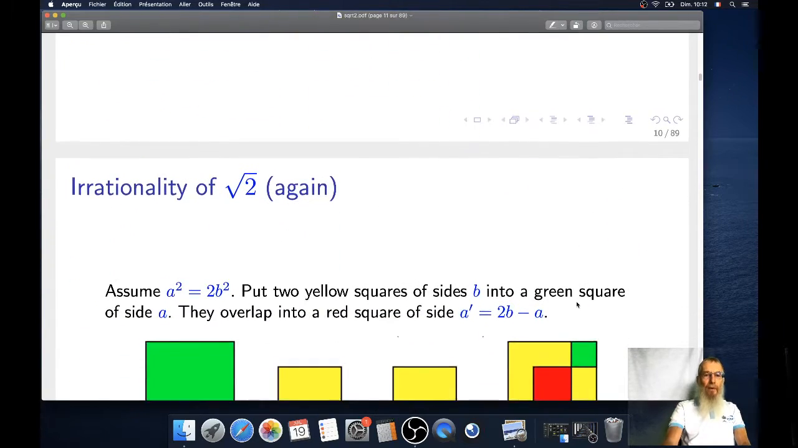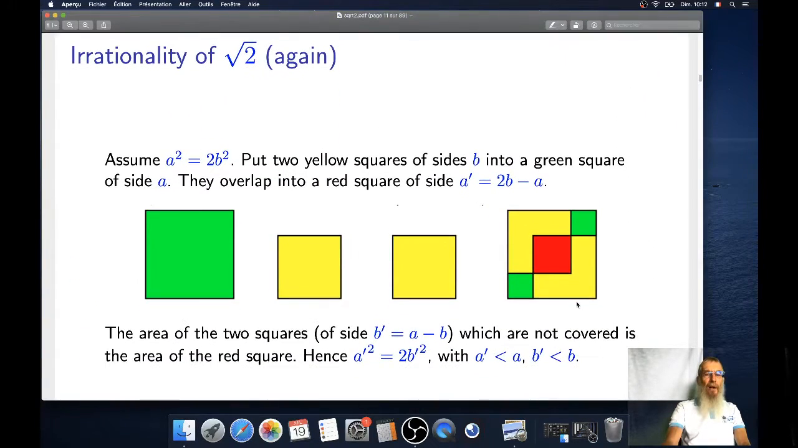I would like to give another very similar proof of the irrationality of square root of 2. Assume that A and B are two integers, minimal, such that A square equals 2B square, and you take two squares. The yellow one has the side B, and the green one has the size A. So A square is 2B square, which means that you have some painting, the green one and the yellow one, and you have the same amount of painting in green and in yellow.